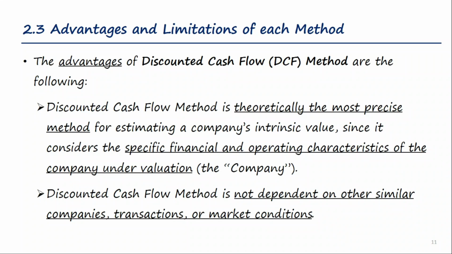In this lecture we will present the advantages and limitations of each valuation method. Starting with the discounted cash flow method, also known as the DCF, we can say that it is the most precise method for estimating a company's intrinsic value, because it considers the specific financial and operating characteristics of the company. In addition, the DCF method is not dependent on other similar companies, transactions or market conditions, contrary to the market valuation methods that will be presented later on.